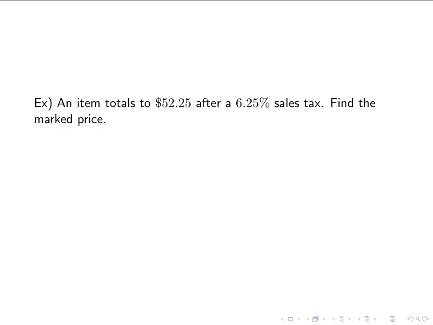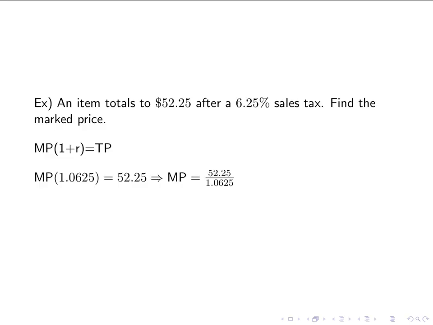As another example, an item totals to $52.25 after a 6.25% sales tax. Find the marked price. So the percentage is the R, and then after the sales tax gives us the total price. So we have that TP is $52.25 and R is 0.0625 as a decimal. So we're going to use the third equation that said MP times (1 plus R) equals TP. We know R is 0.0625, so add that to 1. We get MP times 1.0625 equals the total price of $52.25.